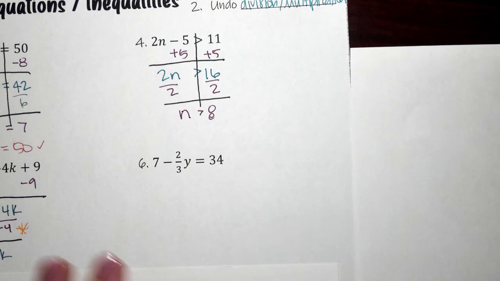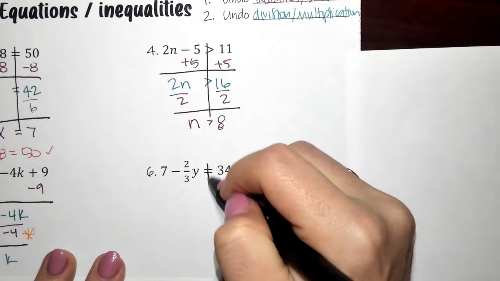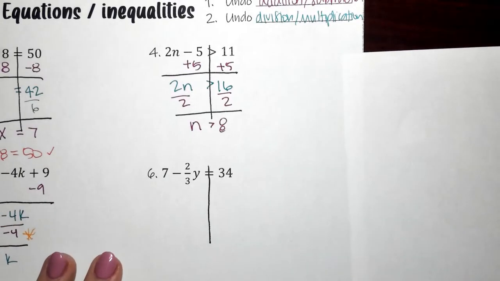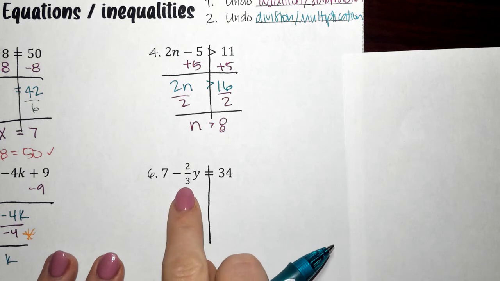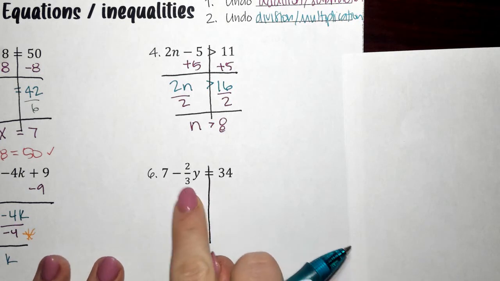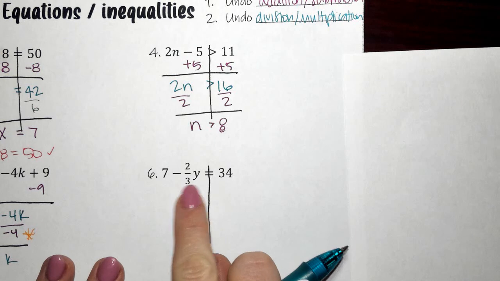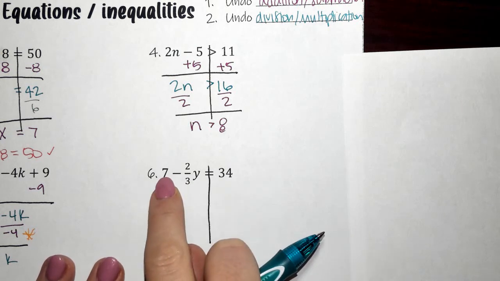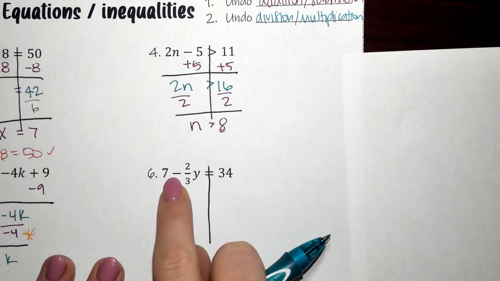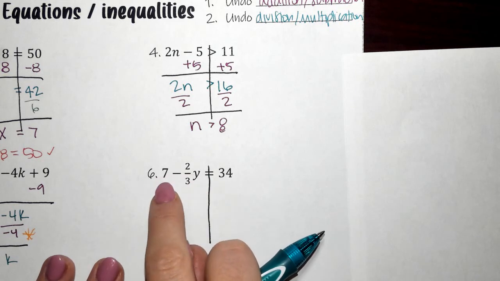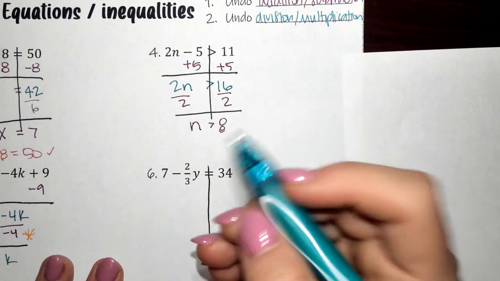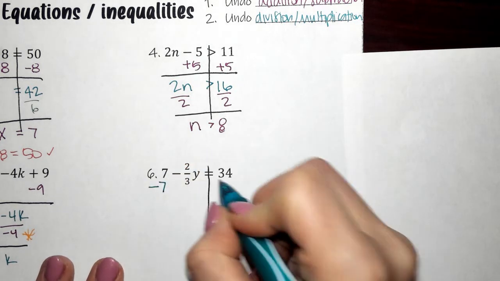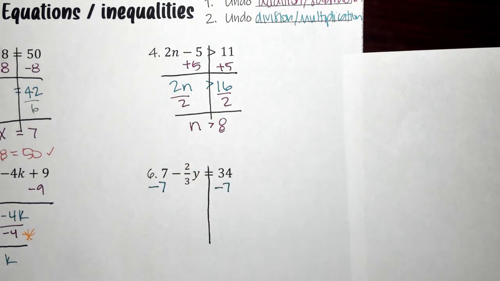Alright, final two-step. We've got a fraction. Love those fractions. Alright, 7 minus 2 over 3 y equals 34. So this is what's being added or subtracted first. This is still being multiplied by that y. So we've got a positive 7, so that means we're adding 7. So I'm going to subtract 7 from both sides.